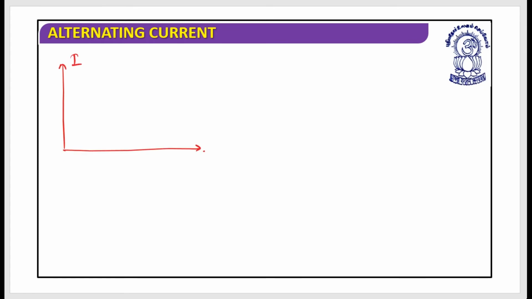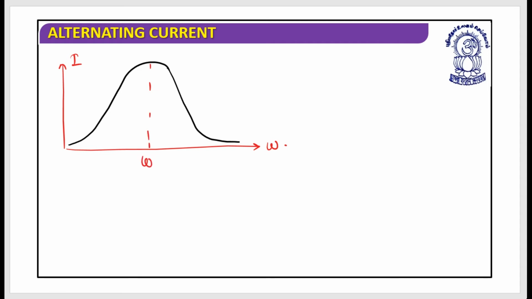that this was the current versus omega, or this was the current versus frequency, which we have already plotted. It is something like this. And this is the resonating frequency where current will be the maximum. Now if I plot the same graph for impedance curves, that this is the Z and this is the omega, how will it look like?